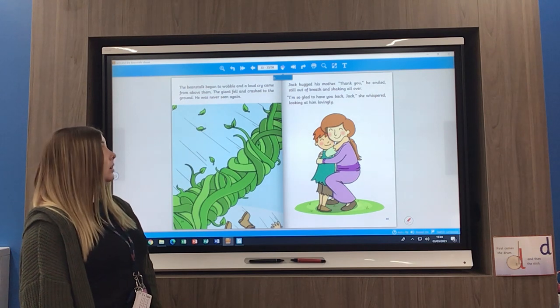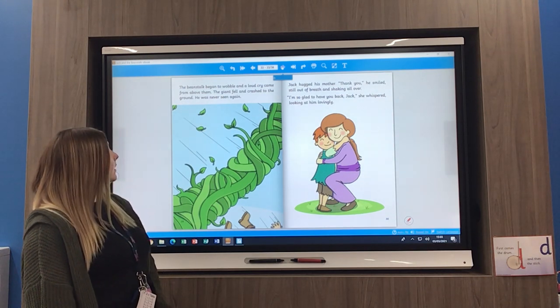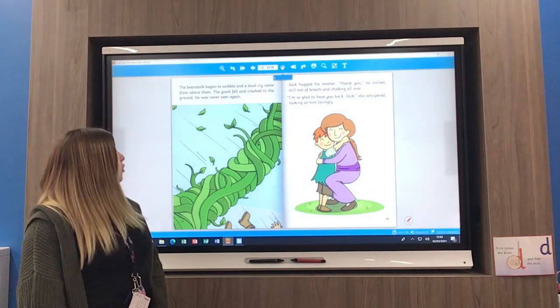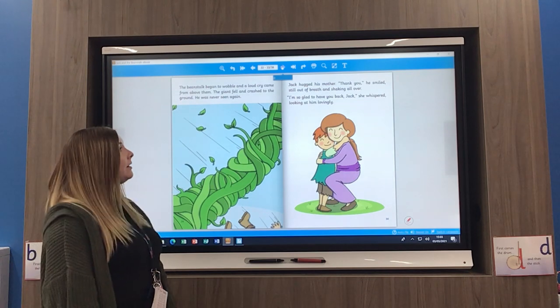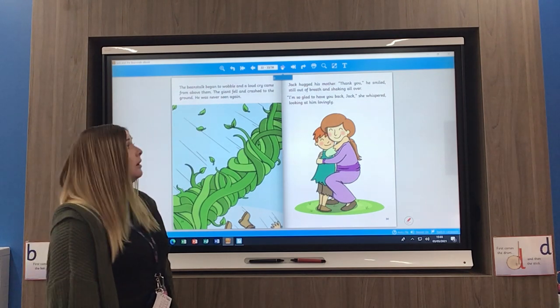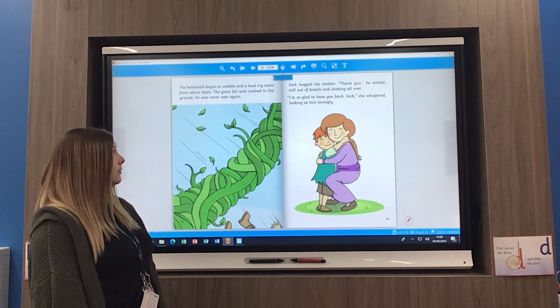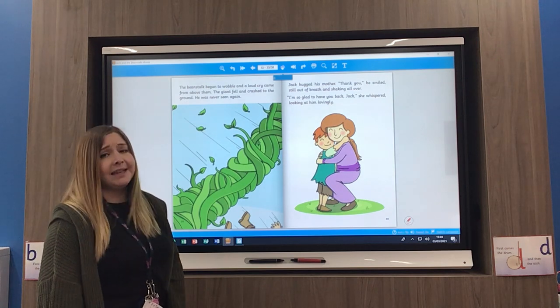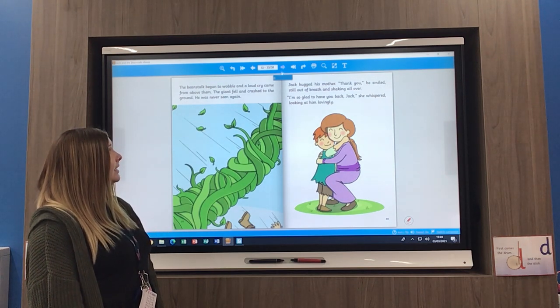The beanstalk began to wobble, and a loud cry came from above them. The giant fell and crashed into the ground. He was never seen again. Jack hugged his mother. "Thank you," he smiled, still out of breath and shaking all over. "I'm so glad to have you back," she whispered, looking at him lovingly.